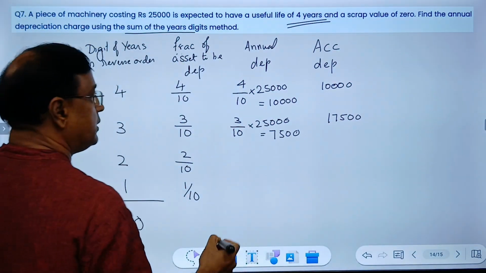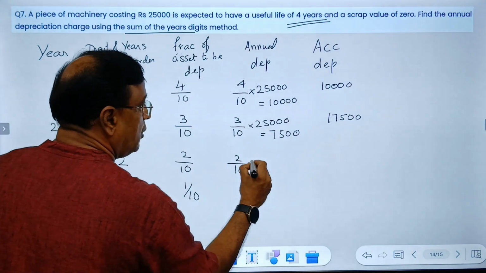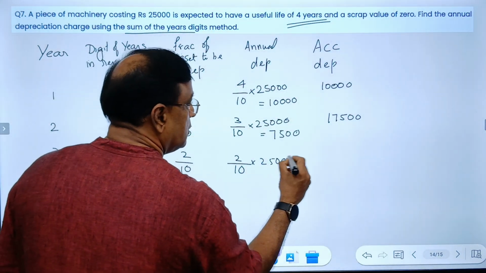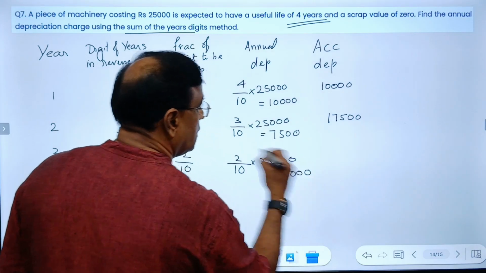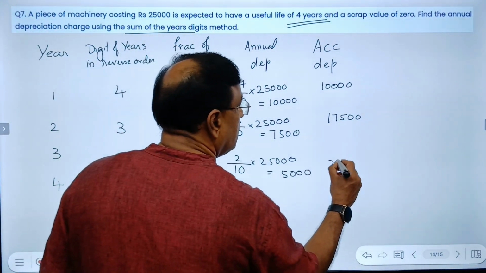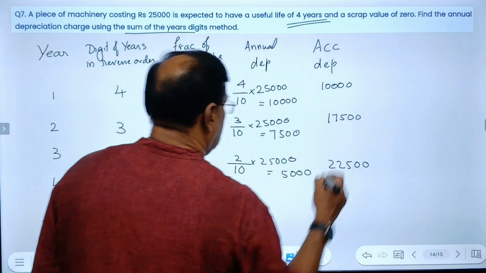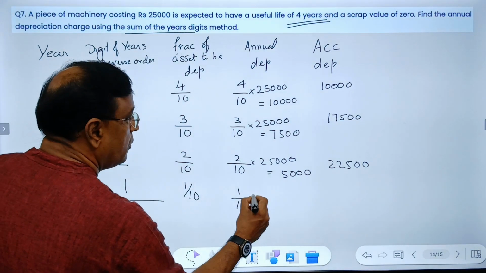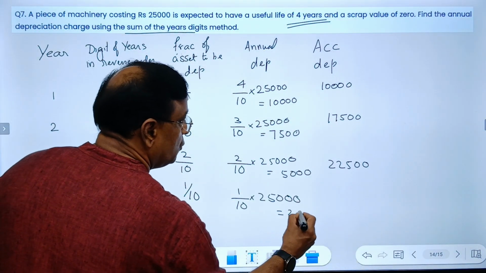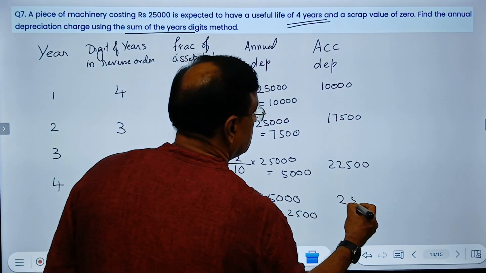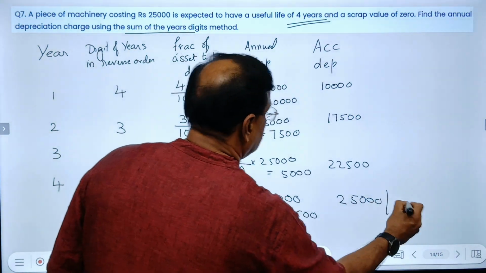10,000 plus 7,500. This is 2 by 10 of 25,000, which is what? Is 5,000, which is 22,500. And finally 1 by 10 of 25,000, which is 2,500. See, it's very clear.